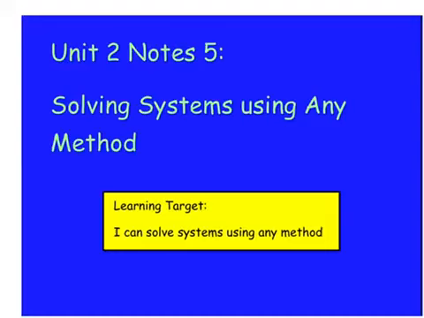Welcome to Unit 2 Notes 5, Solving Systems Using Any Method. So our learning target for today is I can solve a system using any method, in which case we're going to be talking about either substitution or elimination.